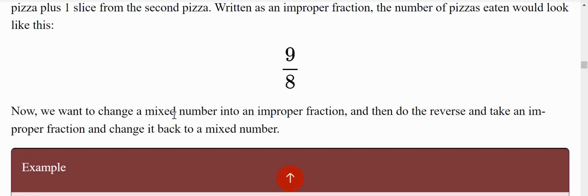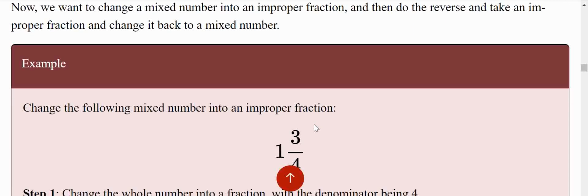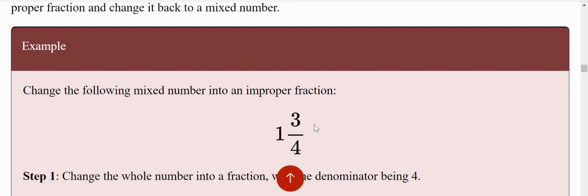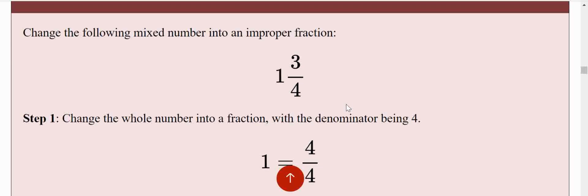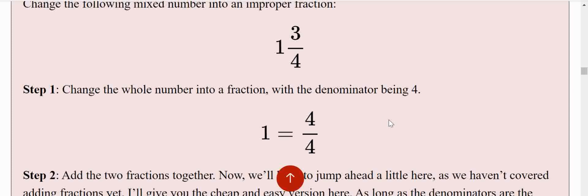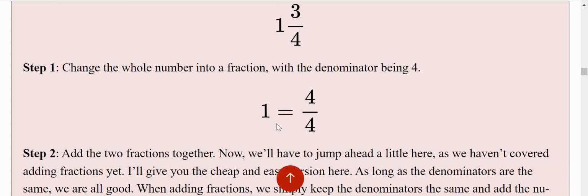Now, we want to change a mixed number into an improper fraction, and then do the reverse, and take an improper fraction and change it back to a mixed number. Change the following mixed number into an improper fraction. This is our example, 1 and 3/4. Step 1. Change the whole number into a fraction, with the denominator being 4. So here we write out 1 is equal to 4 over 4.